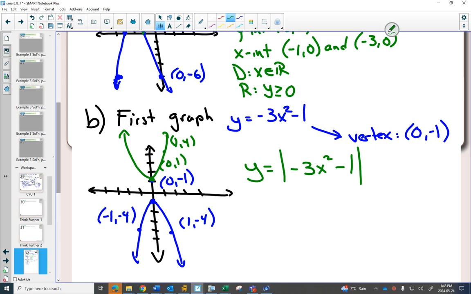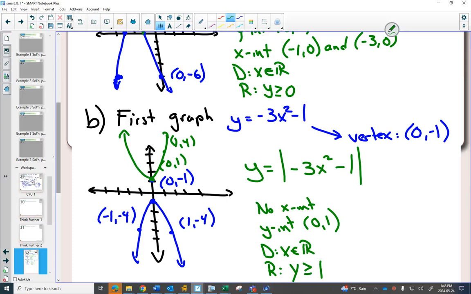Oh, which gets to our question. Is the range always the same? Not in this example, right? There are no x-intercepts. The y-intercept is at 0, 1. Our domain is still everything, but now our range, it has the smallest y value of 1, so our range is bigger than or equal to 1.